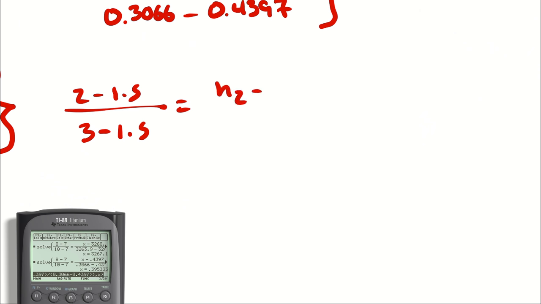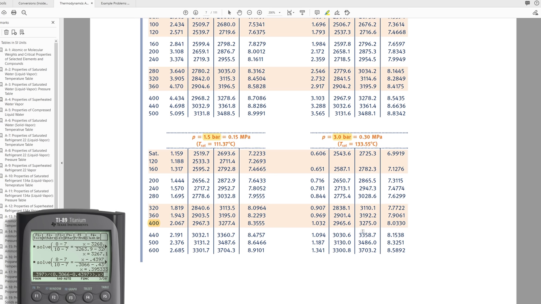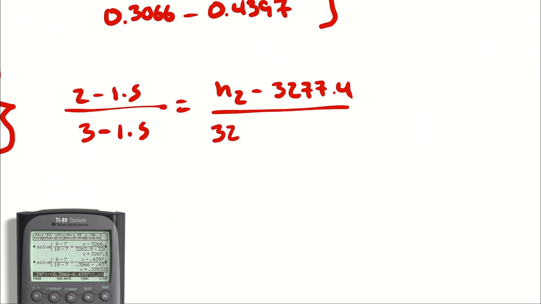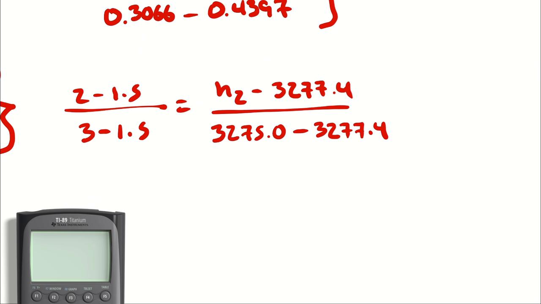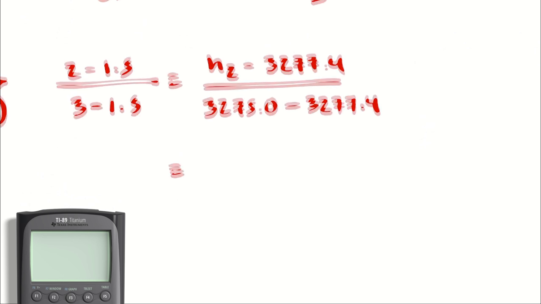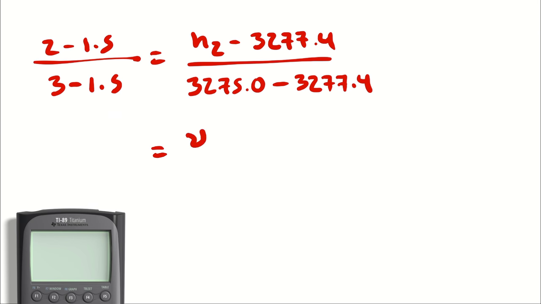So (H2 minus 3277.4) divided by the enthalpy at 3 bar and 400 degrees Celsius, which would be 3275.0, minus the enthalpy at 1.5 bar and 400 degrees Celsius, which was 3277.4. And the proportion of the way we are between the 1.5 bar pressure subtable and the 3 bar pressure subtable is assumed to be the same for both enthalpy and specific volume. So you can interpolate for specific volume using the same proportion.